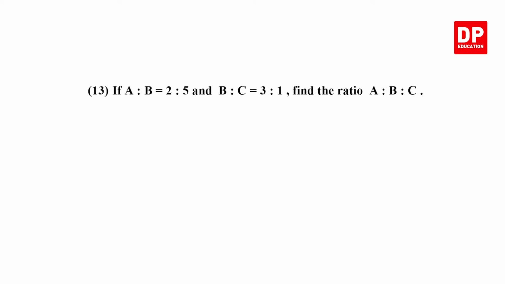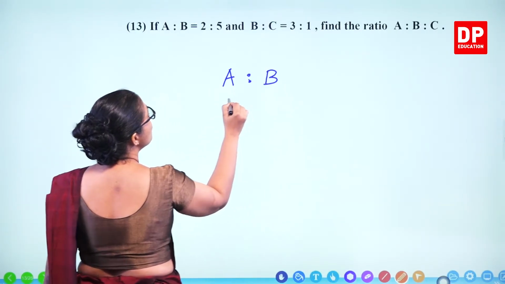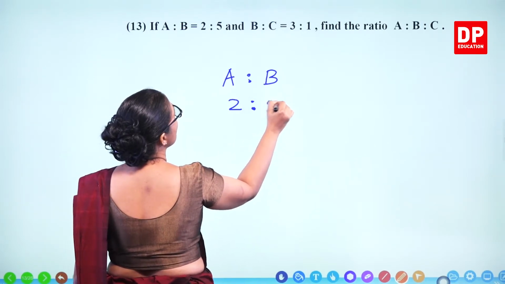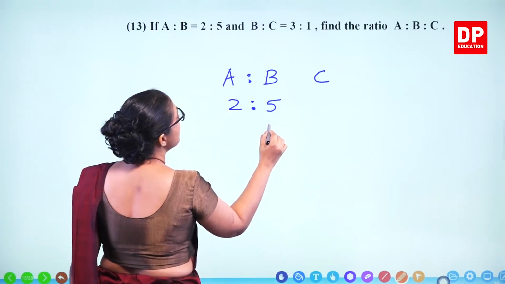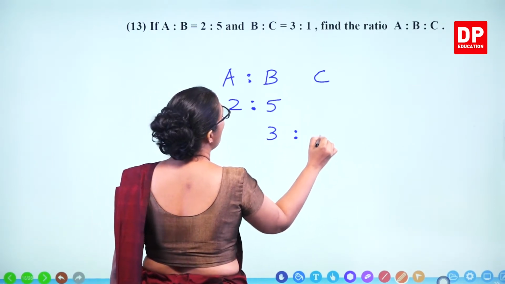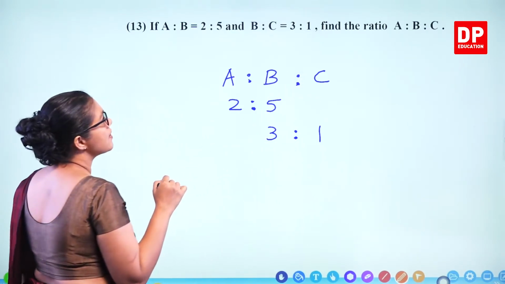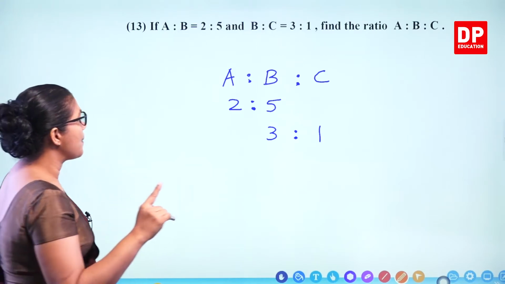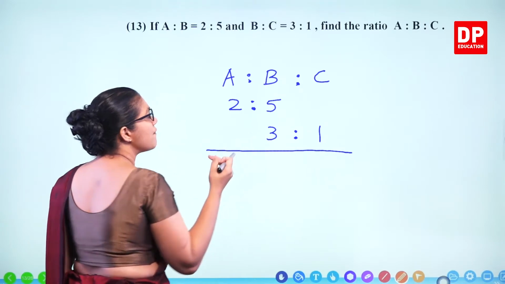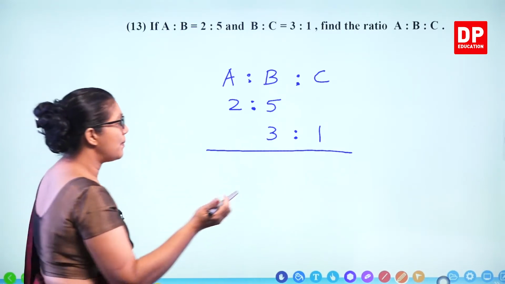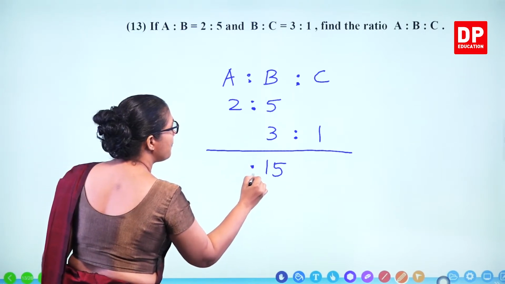If A to B is 2 to 5. A to B is 2 to 5. B to C, that's 3 to 1. Now they're asking find the ratio A to B to C. So that means we have to find out the lowest common multiple of 5 and 3. What's the lowest common multiple? 15. So that means you have to convert to 15 there.